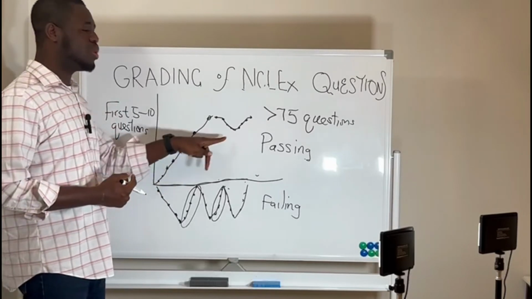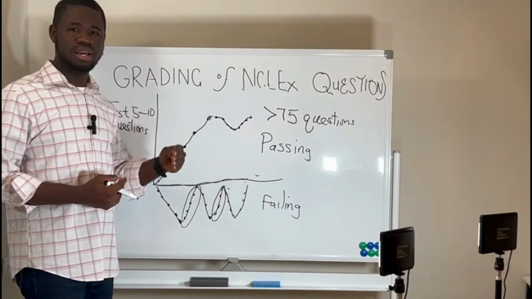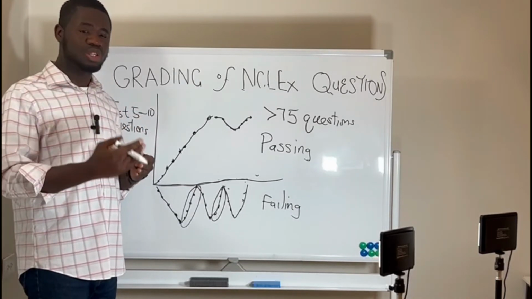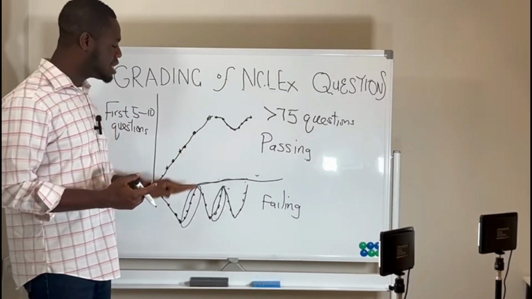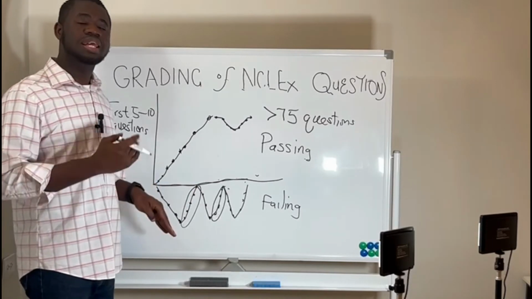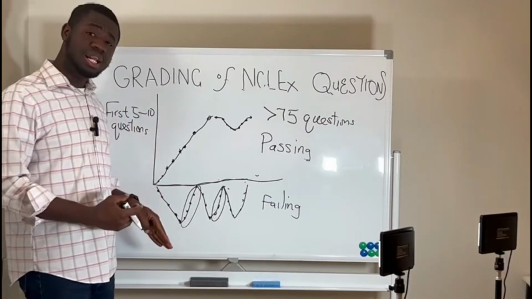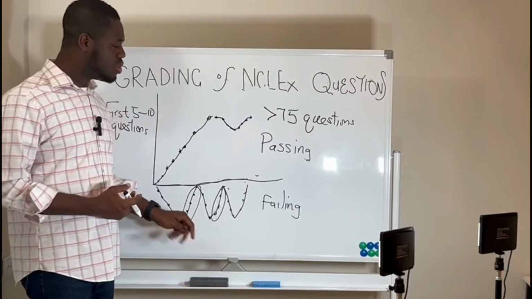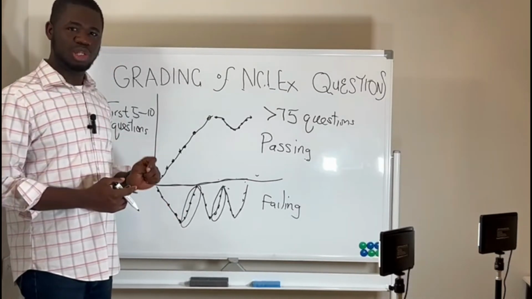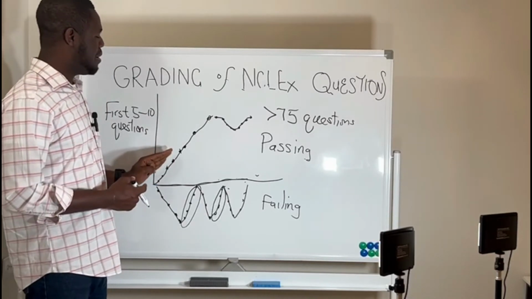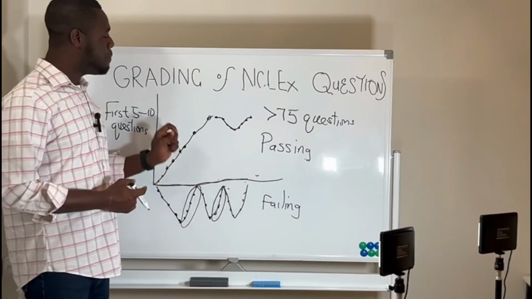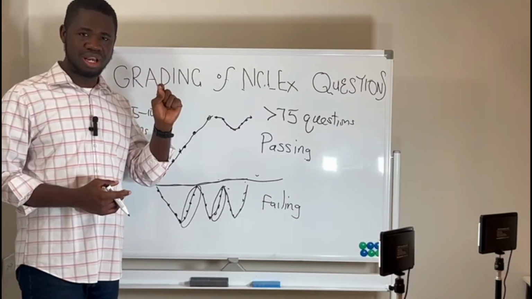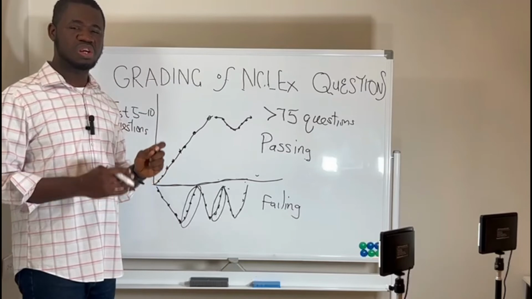So the harder the questions, the higher the probability that you are passing. The simpler the question, the more likelihood of failing the NCLEX exams. So your first target should be to be above the line by answering at least the first 5 questions right.